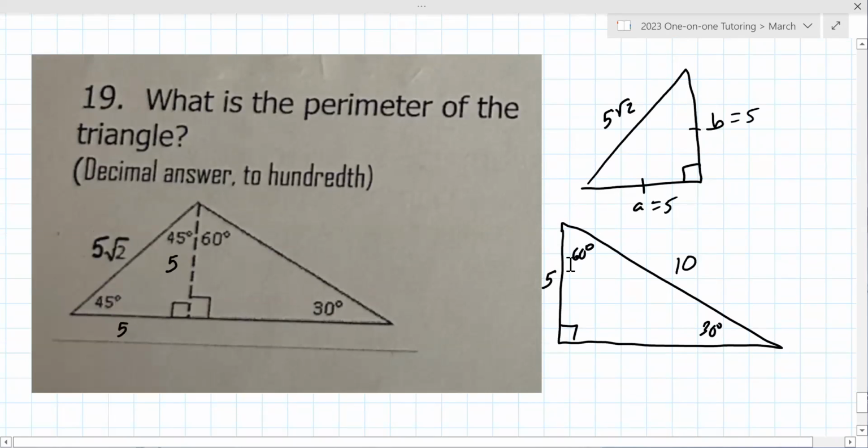I'm not drawing the reference triangle. It is good to do, but we're doubling the short leg, and then the long leg is 5 root 3. So going back to your triangle, those are the pieces of information that you need.